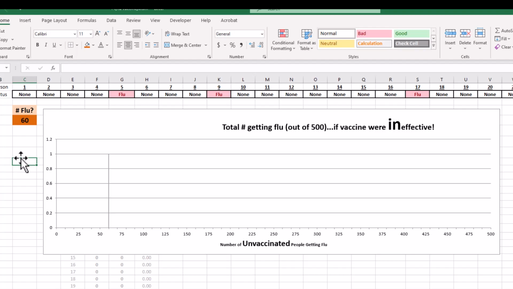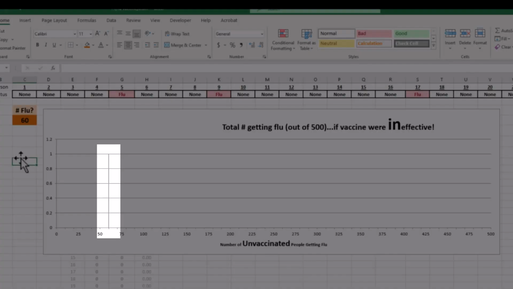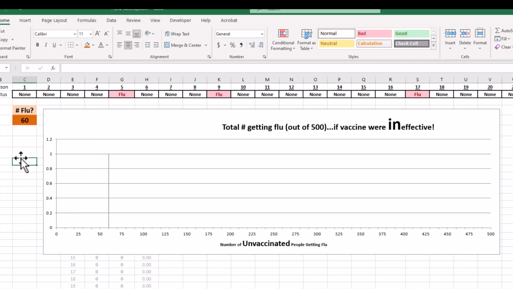Now, one more reminder. This is the null hypothesis sampling distribution, which means we are assuming that these people are not vaccinated and/or the vaccine isn't doing what it's supposed to do. Those are two equivalent statements. If the vaccine's not working, then it's just as useless as not taking it at all. So we're assuming the vaccine is ineffective or we're keeping track of unvaccinated people.